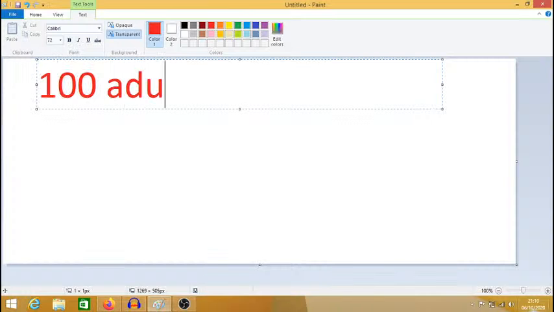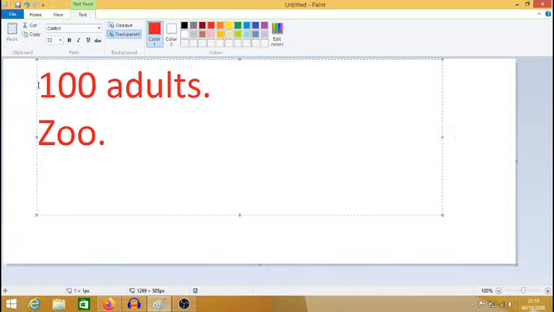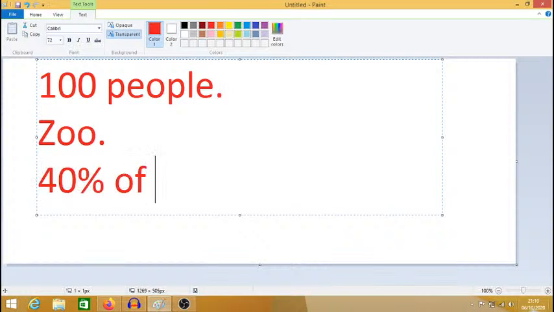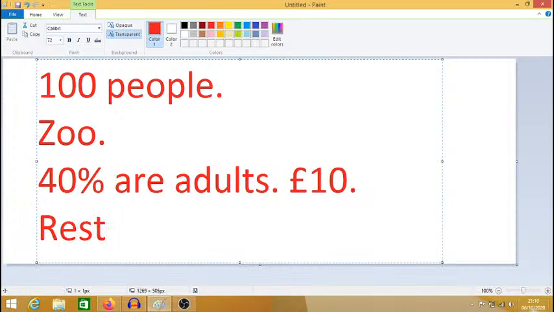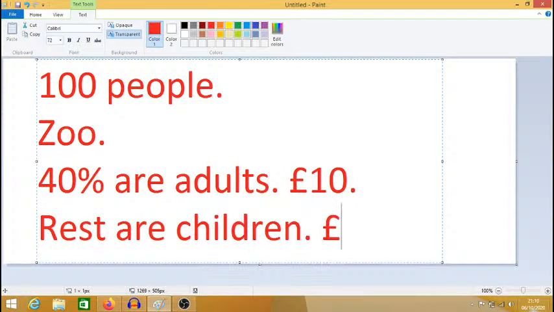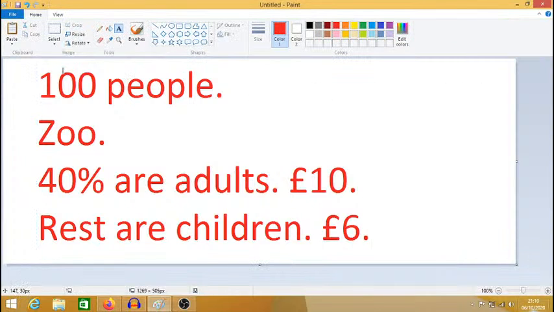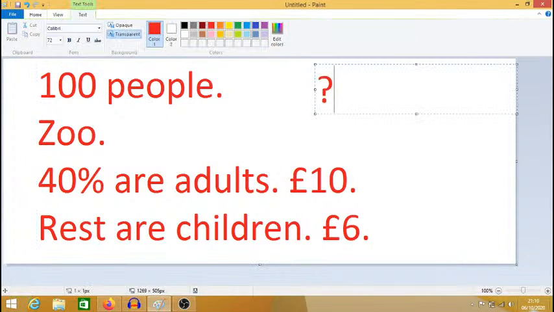So let's say there's 100 people. They go to a zoo, 40% of them are adults and they pay £10 a ticket, and the rest are children and they pay £6 a ticket. So the question is, how much do the 100 people end up spending at the zoo?